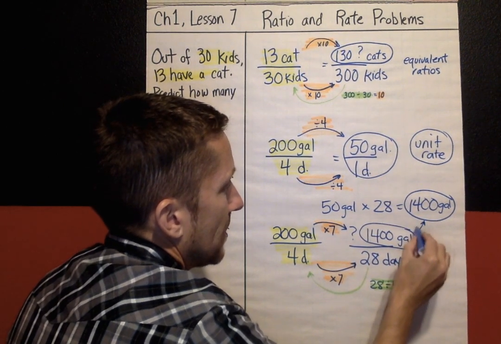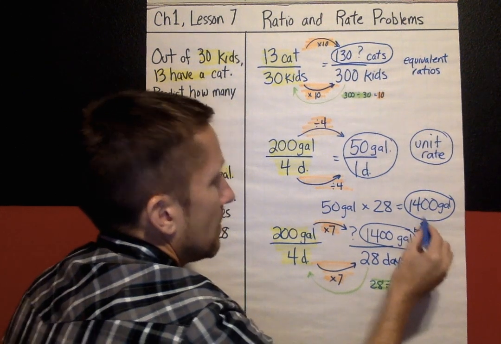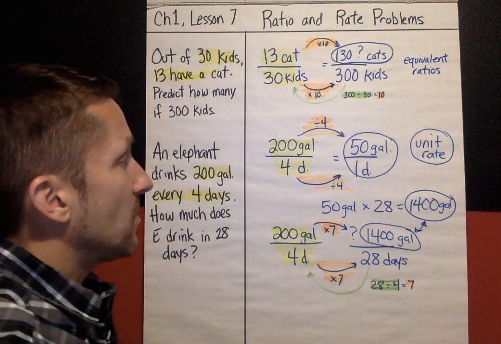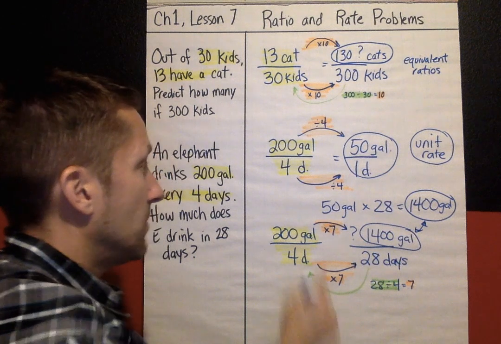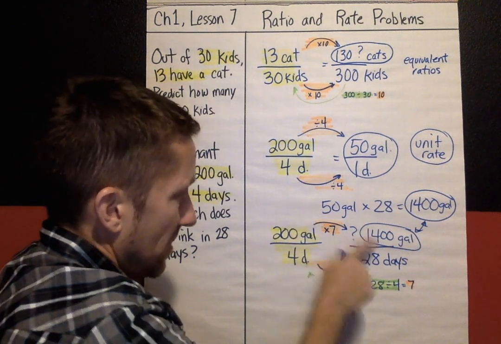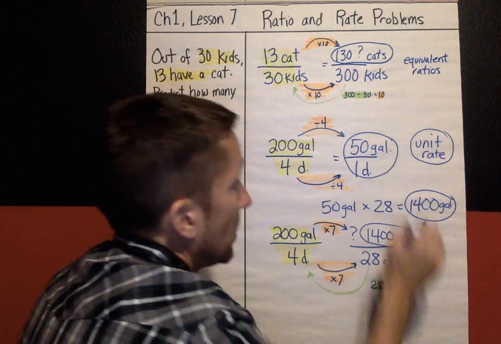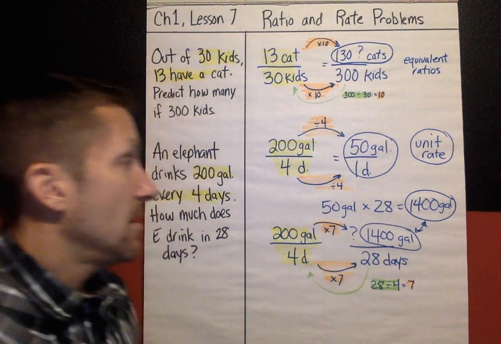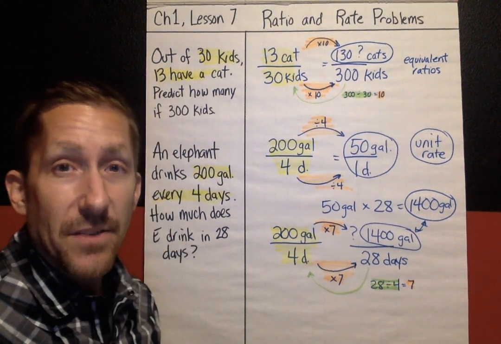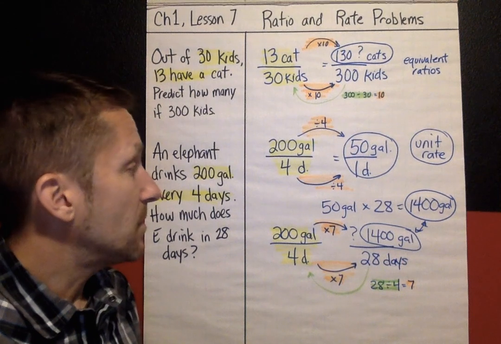Got the same thing in 2 different methods. Unit rate method, that's this part. This is equivalent ratios, same thing that we did up here. So now you've got 2 different strategies to solve ratio and rate problems.